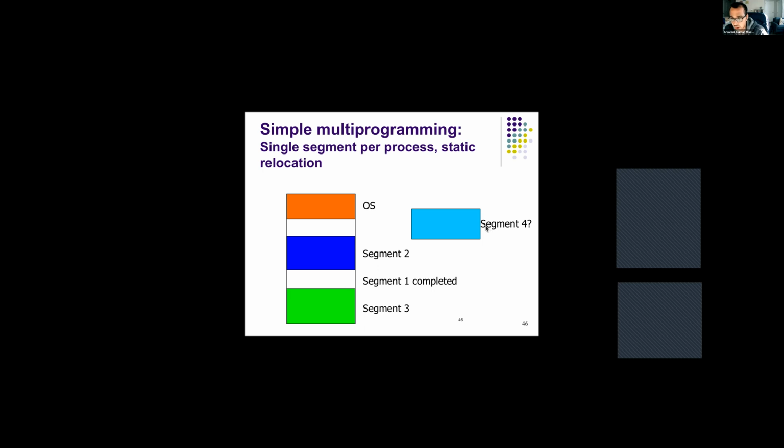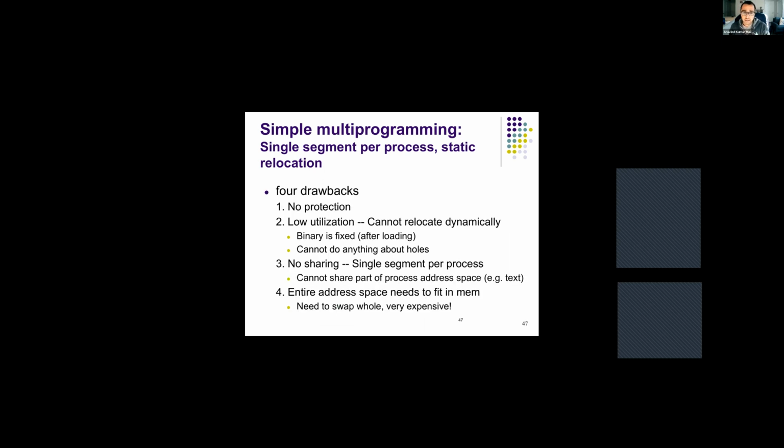Ideally, in order to load segment 4, I should be able to move segment 2 to somewhere near the operating system, and I'll get enough space, and I can load segment 4. But that is not possible because there is no dynamic relocation. There is only static relocation. That means the rewriting of addresses that we saw happens only once, when the program gets loaded. Okay. So this is very simple, however, it has various drawbacks.